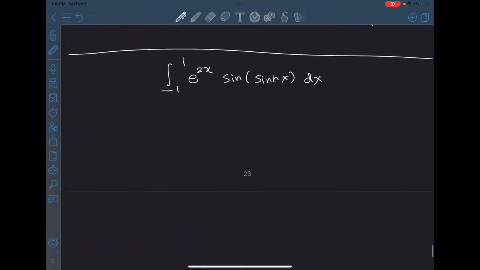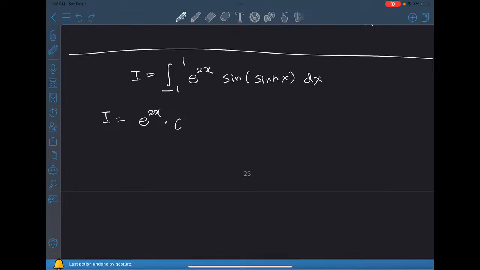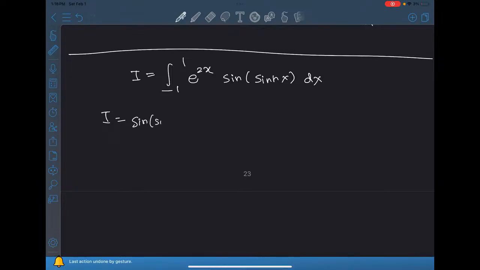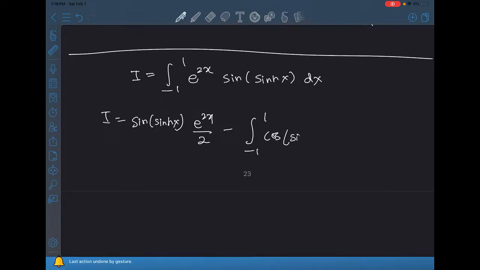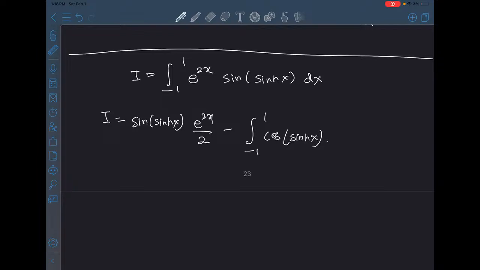If you use integration by parts, let's say this is I. So I will be sine of sinh x as it is, and the integral of e to the power 2x is e to the power 2x by 2, minus, from minus 1 to 1, the derivative of sine of sinh x is cos of sinh x times cosh x, times e to the power 2x by 2 dx, right?